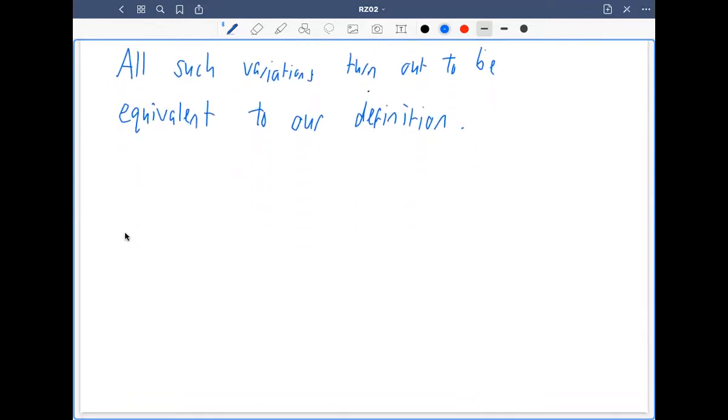What that means is an encoded variant Turing machine can be transformed to an equivalent Turing machine as we've defined it.